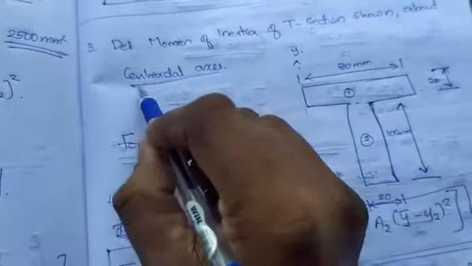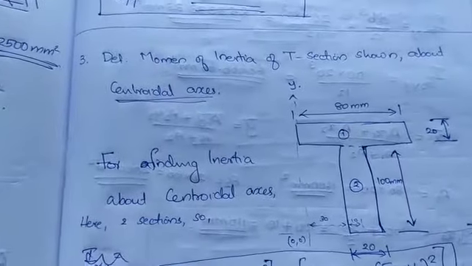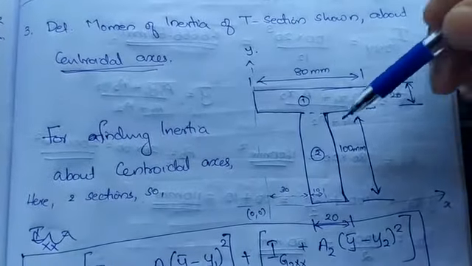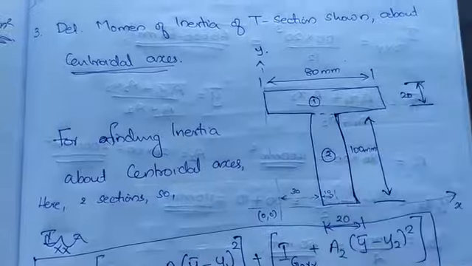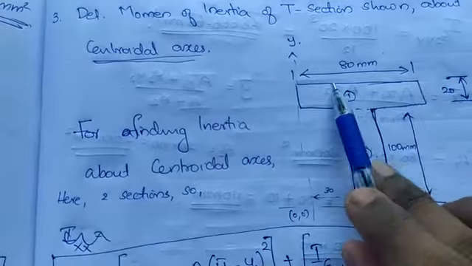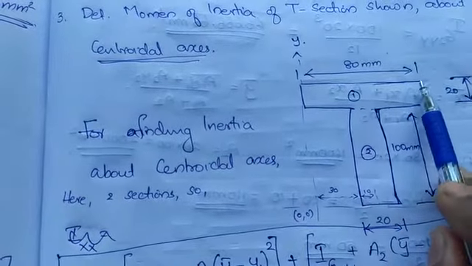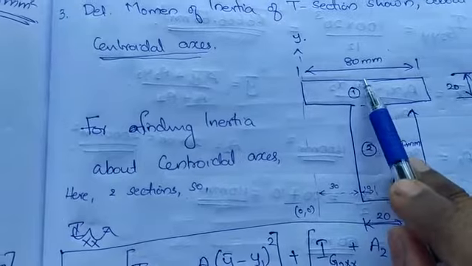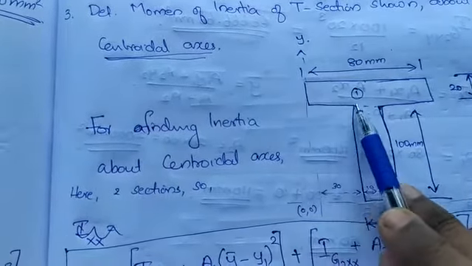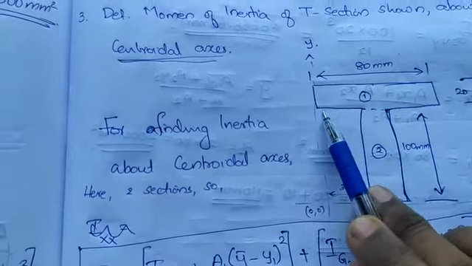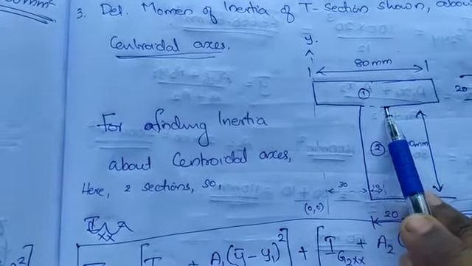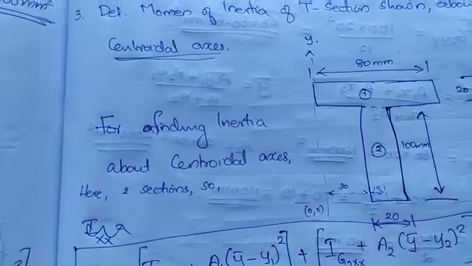They have given it as about the centroidal axis. These are the dimensions: 80 mm, 20 mm, 100 mm, and this thickness is 20 mm. Since this is a symmetric section, assume it as symmetric. 80 mm, so its center is at 40, 10 from here, 10 from here. So this length will be 30 mm. 30 plus 10, 40 plus 10, 50 plus 30. It will come like that.